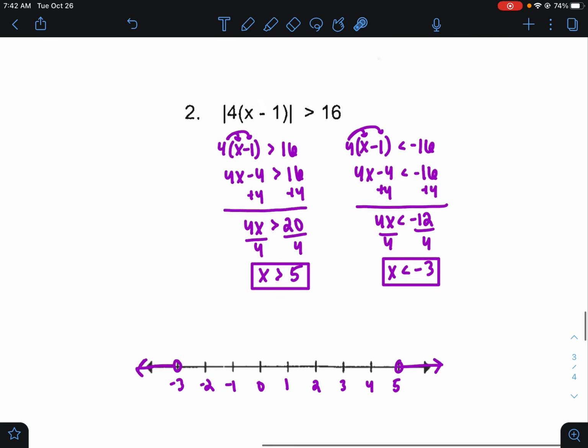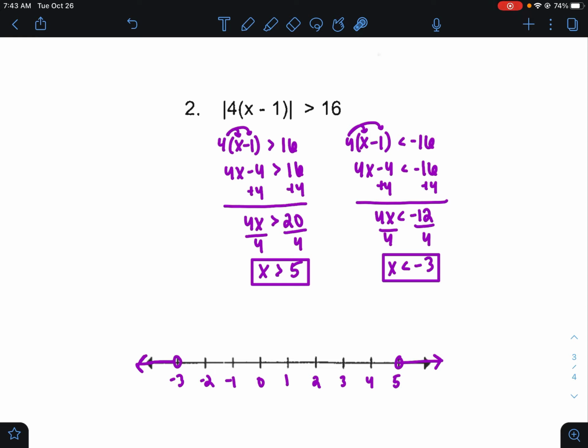Okay, and finally, number 2 here. The first one, the absolute value is by itself. Great. So we're going to set up 2 expressions, the positive version, and we're going to flip the inequality and write the negative version. Then from there, we can solve this multiple ways, but in this one here, I decided to distribute first. Then we're going to move the 4 to the other side to isolate our x, divide by 4 to get that coefficient out in front to be a 1, and we have x is greater than 5, or it is less than negative 3. So on my number line, those are going to be 2 open circles pointing in opposite directions.